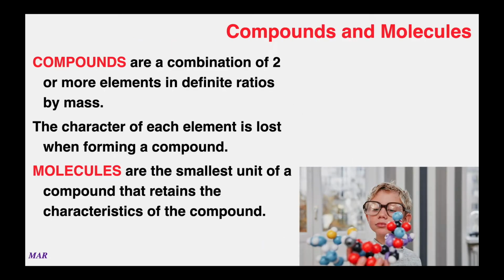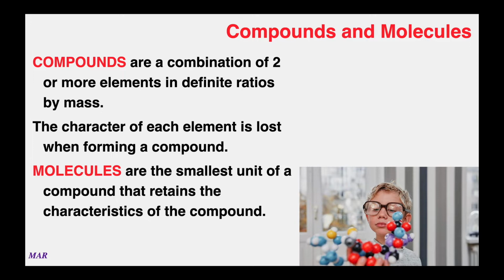So compounds are a combination of 2 or more elements in definite ratios by mass. What that means is that table salt, for example, is NaCl, and it's always NaCl. It's never NaCl2 or Na2Cl. The next part is important. The character of each element is lost when forming a compound. For example, we saw a video at the end of the last section when you take pure sodium and pure chlorine, which would both kill us really quickly, it makes sodium chloride, which is table salt. So you can absolutely consume table salt, but you wouldn't dare consume sodium and chlorine.